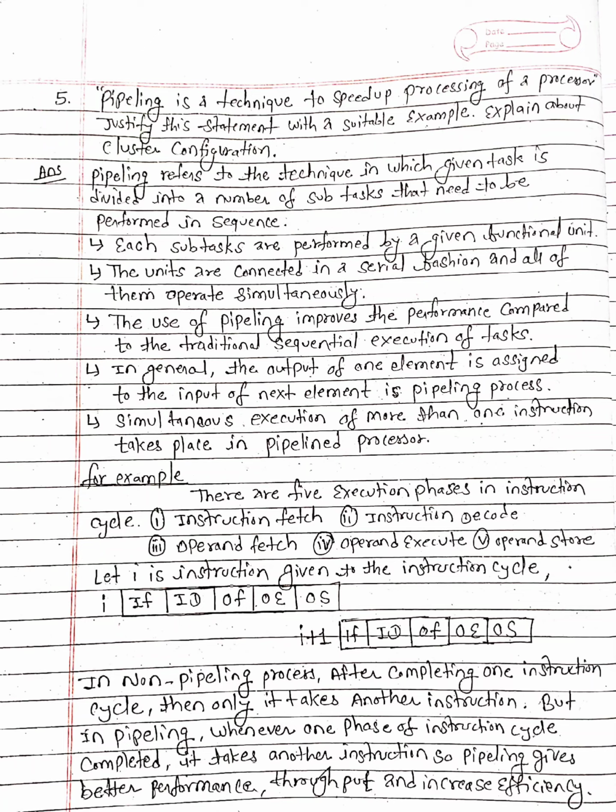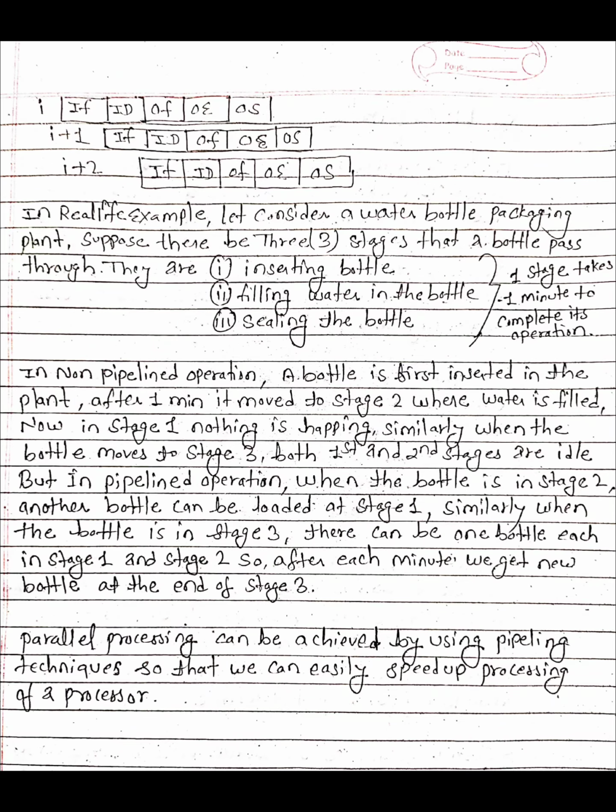But in pipelining, whenever one phase of an instruction is completed, it takes another instruction. So pipelining gives better performance, throughput, and increased efficiency. Let's see a real life example. Let's consider a water bottle packaging plant.